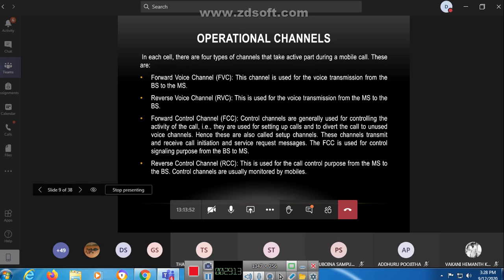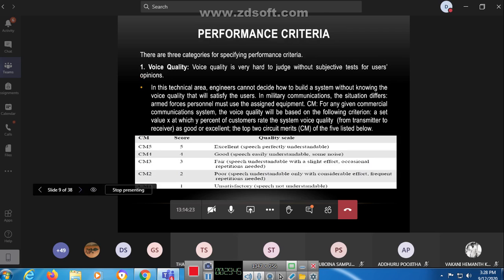Operational channels: we have the forward voice channel and the reverse voice channel. Forward voice channel, remember, is voice transmission from base station to mobile station. Reverse voice channel is the opposite, mobile station to base station. Whereas forward control channel controls the channel from base to mobile station, and reverse control channel controls the channel from mobile station to base station.